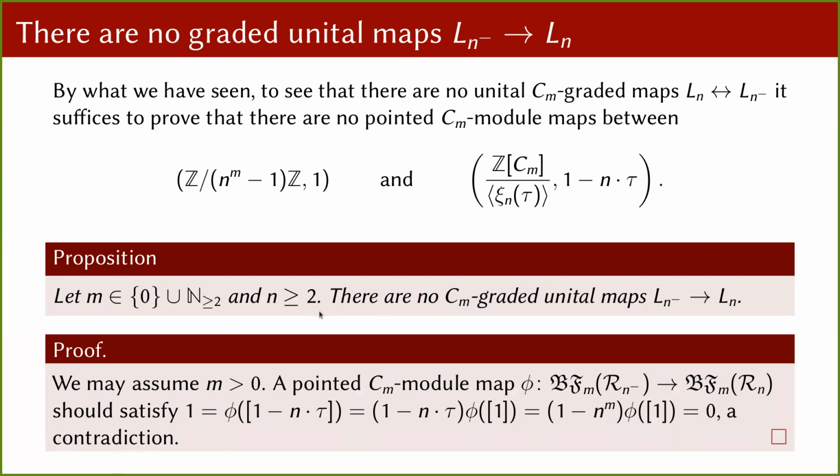So it sends this element 1 minus n tau to 1, and then we do the computation, use Cm linearity, and that gives that 1 equals 0. So it's a contradiction. So that's essentially it. If it sends 1 minus n tau to 1, then using linearity, we get that this is actually 1 minus n tau times the image of 1, but 1 minus n tau in the cyclic group is 1 minus n to the m, where m is the order of the group. So this thing is 0, and it should have been 1. So that proves one of the directions of our result.